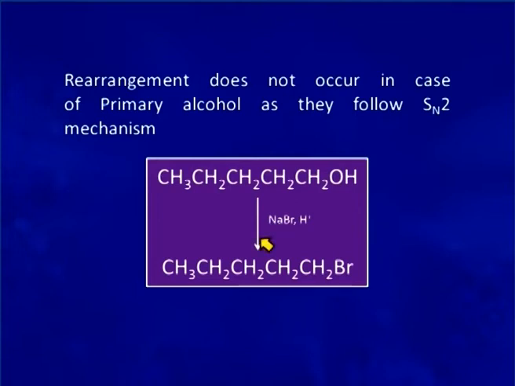rearrangement takes place. When this normal pentanol reacts with sodium bromide in presence of H plus ion, bromopentane results. There is no rearrangement taking place in this kind of reaction. So, this shows that primary alcohol undergo SN2 type of mechanism, whereas secondary and tertiary alcohols follow SN1 type of mechanism in which carbocation is formed.